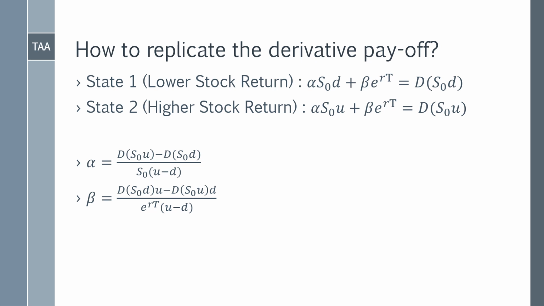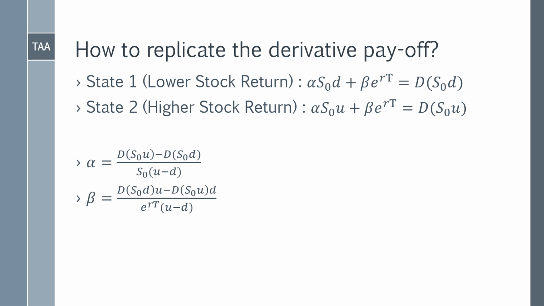So, how do we actually replicate the derivative? What we do is we replicate the derivative payoffs. So as we can see, we're using the payoffs in state 1 and the payoffs in state 2. Again, we're looking at some amount of stock plus some amount of bond is equal to the payout of the derivative. In the first line we have it for state 1 with the lowest stock return, and for the second line we have state 2 for the highest stock return. As you can see, the only difference between 1 and 2 is instead of the lower return D in state 1, we have the higher stock return of U in state 2.